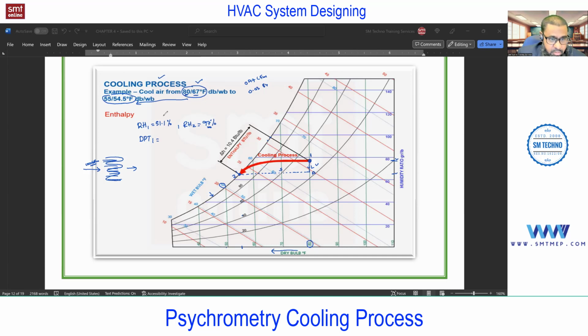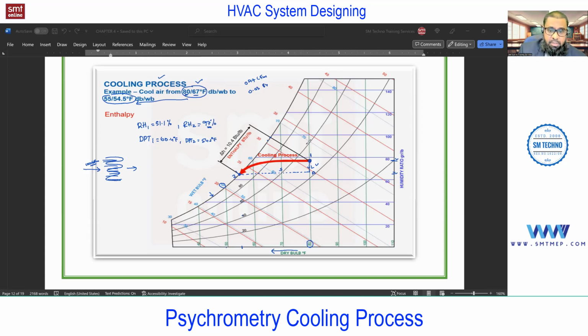Suppose DPT1, sorry, my mistake, DPT1, dew point temperature. You know, dew point temperature you'll find on the same scale as this RH. So DPT1 is 60.4 degrees Fahrenheit, and dew point temperature 2 is 54.2 degrees Fahrenheit. So what happened to this dew point temperature?